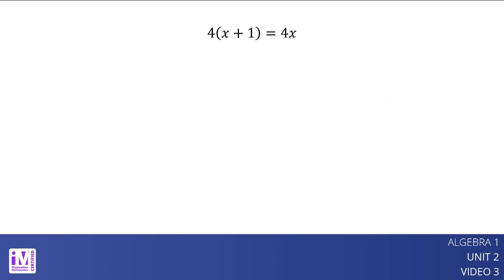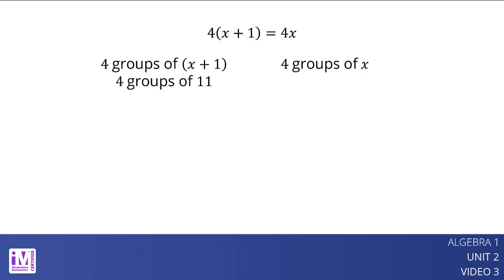When solving an equation, we usually start by assuming that there is at least one value that makes the equation true. The equation 4 times the quantity x plus 1 equals 4x can be interpreted as 4 groups of x plus 1 equals 4 groups of x. There are no values of x that can make this true. For instance, if x equals 10, then x plus 1 equals 11. It's not possible that 4 times 11 is equal to 4 times 10.